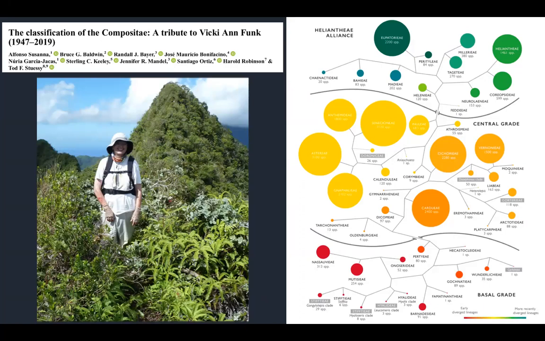And so on the right side, we've got this beautiful image that was created by Mauricio that's based on the PNAS phylogeny. And it's its own kind of phylogeny. Here you can see the basal grade down there starts with Bernardesioideae and the other South American groups. And then you have the central grade, and then the Helianthine Alliance at the top. Size of the circles is indicative of the size of that tribe. And then you can also see the number of species in the tribe in the circles.